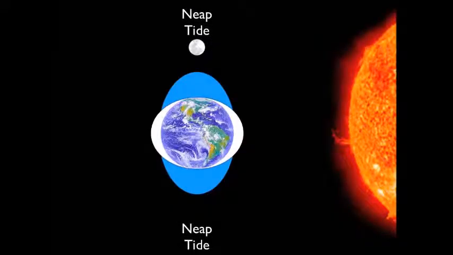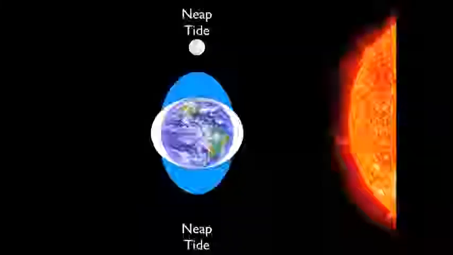When the Moon is in its first quarter or third quarter phase at a perpendicular angle with the Sun and Earth, the gravity of the Sun and Moon cancel each other out, resulting in neap tides, or moderate average tides.